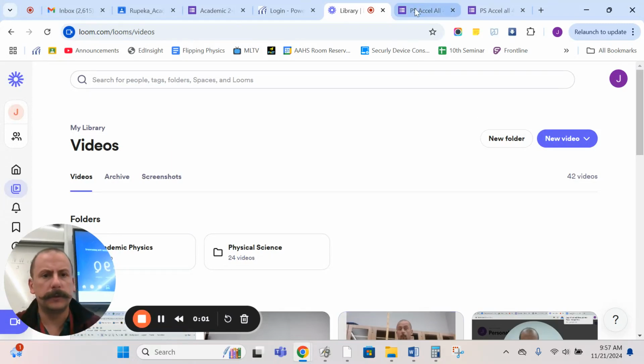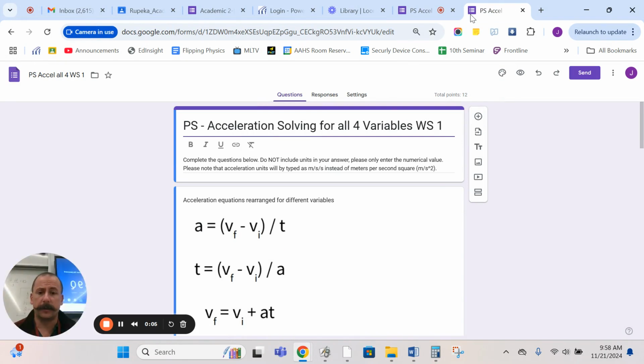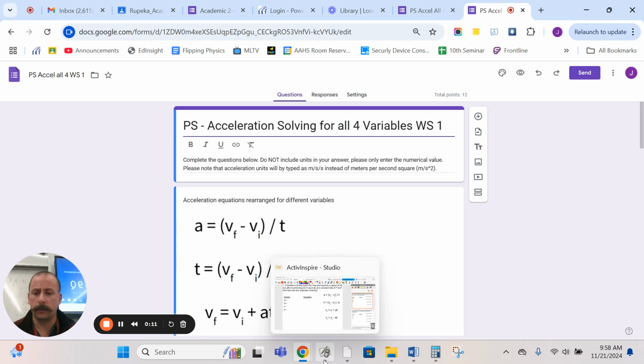Hello, everyone. Today we're just going to go over the introduction to acceleration solving for all variables worksheet 1. Just review this, and then we will go through and you guys can go ahead and complete this. But anytime you're going through, please start out with your data table.